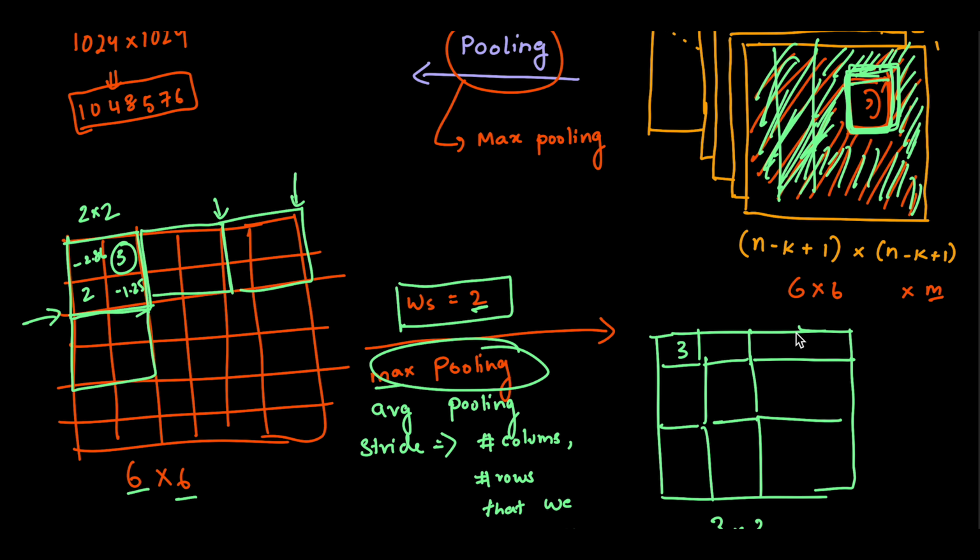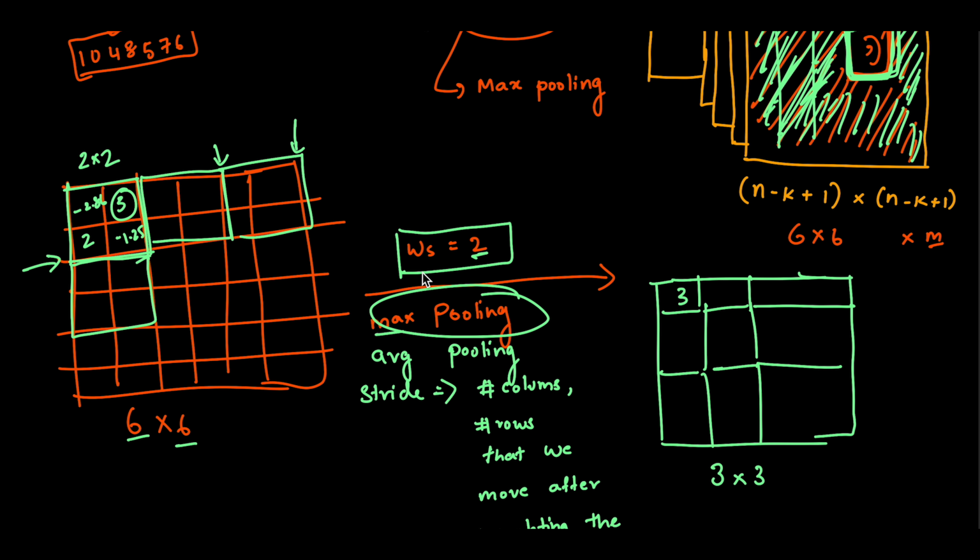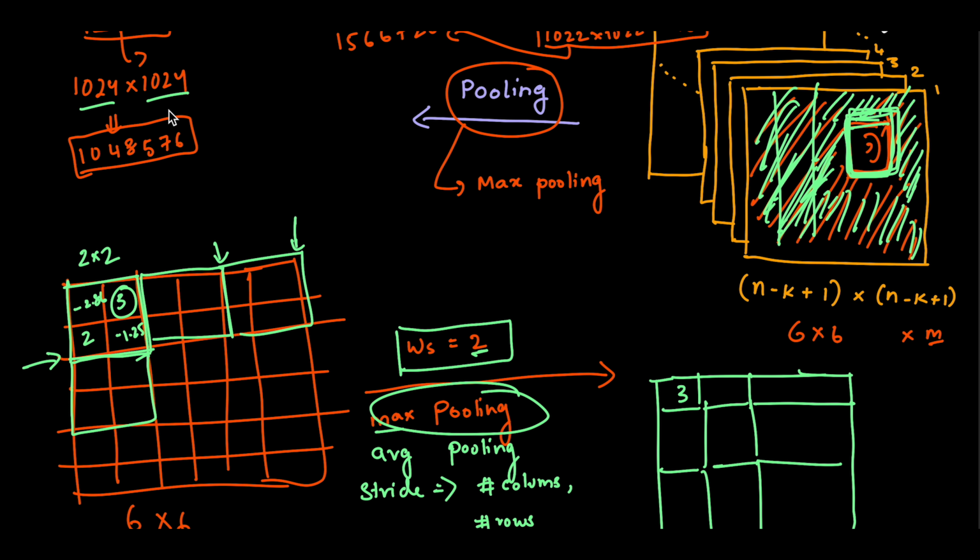That is why we use max pooling, which extracts the exact feature information and represents it in a smaller size. Here it is 6x6, whereas here it is 3x3, so almost it got halved. That means if the input shape is 1024 by 1024, it will become 512 by 512. So there is a significant change in the overall size.